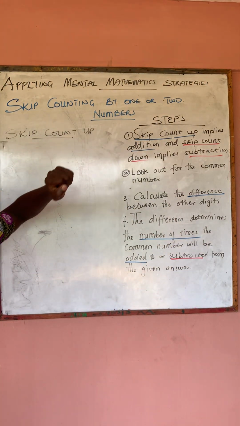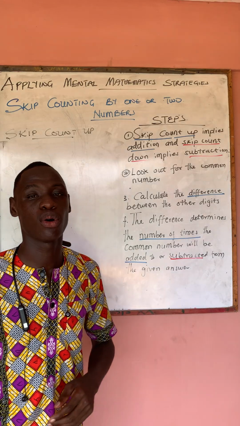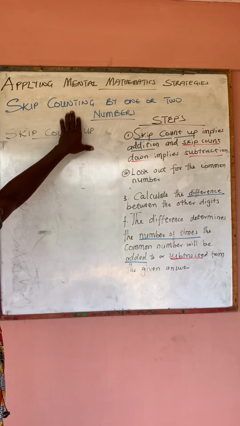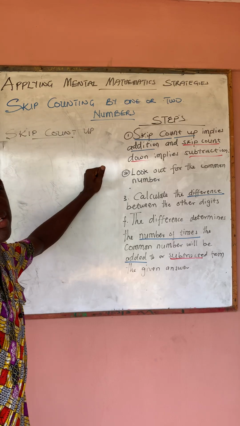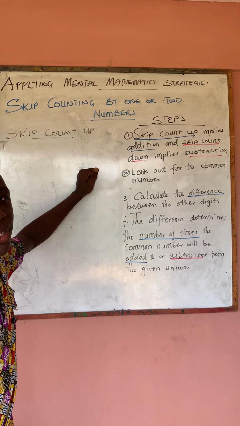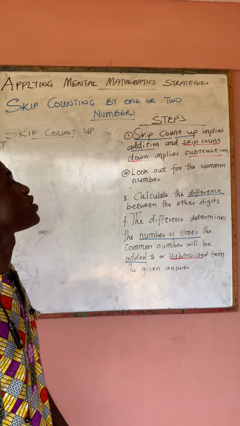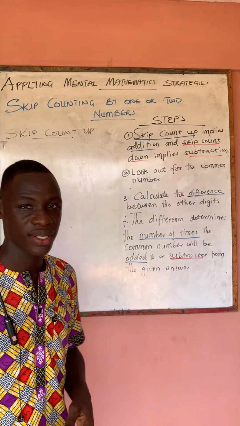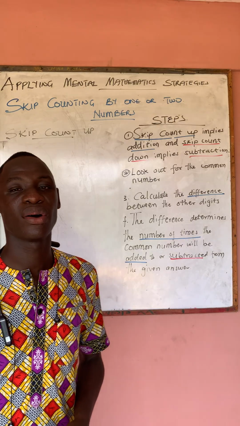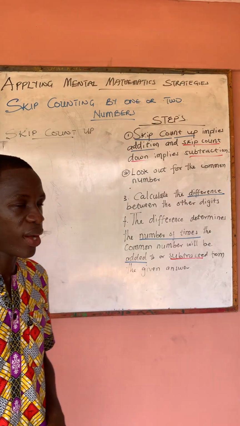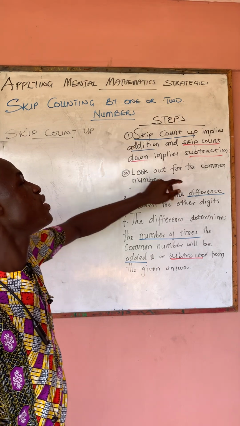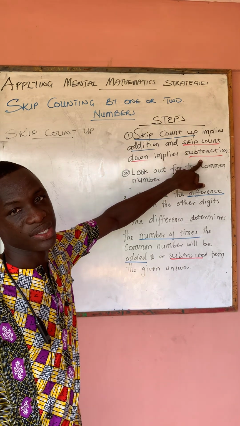So we're looking at skip counting by 1 or 2 digits. Now, before we get into it, it has some steps. So let's go through the steps and see how it works. Step 1 says skip count up implies addition, and skip count down implies subtraction. So if we are doing skip count up, we are going to use addition. If we are doing skip count down, we are going to use subtraction.